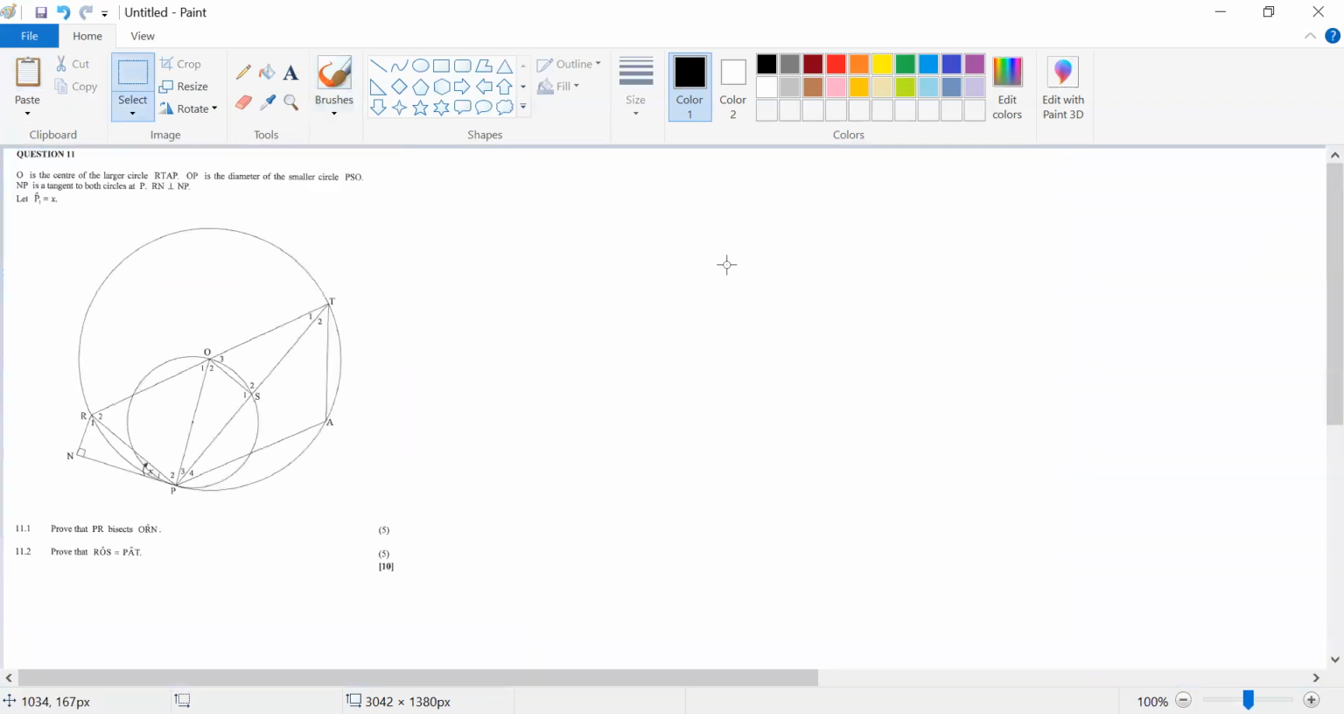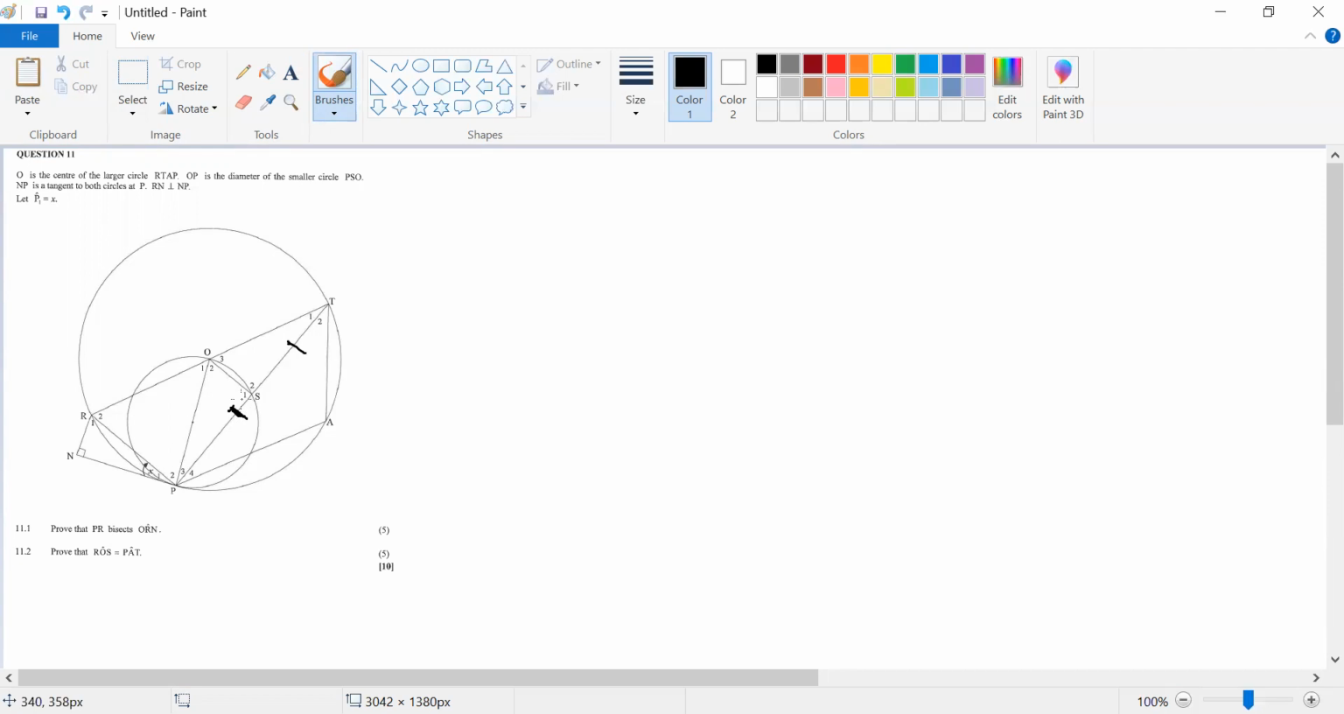All right, question 11. So we need to prove that PR bisects angle ORN. The information given to us is that O is the center of the larger circle, RTAP. OP is the diameter of the smaller circle, PSO, and NP is a tangent to both circles at P. RN is perpendicular to NP, and that bit of information is given to us, so we are all good. Oh, so this question actually does have a small error in it. They're supposed to tell you that these two lengths are actually equal. So yeah, just make that small adjustment.